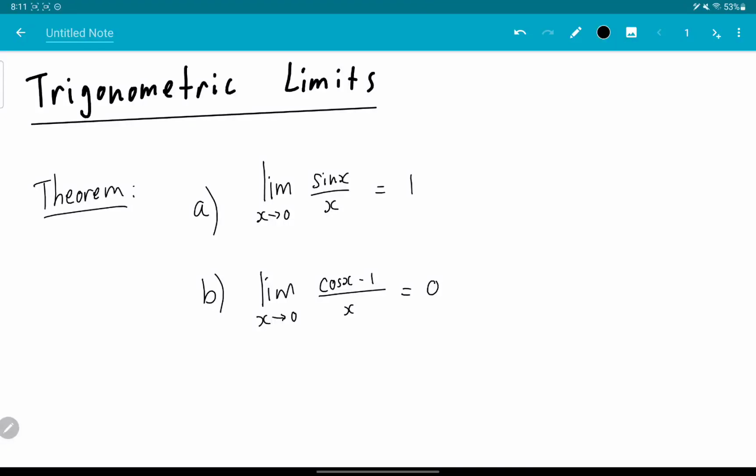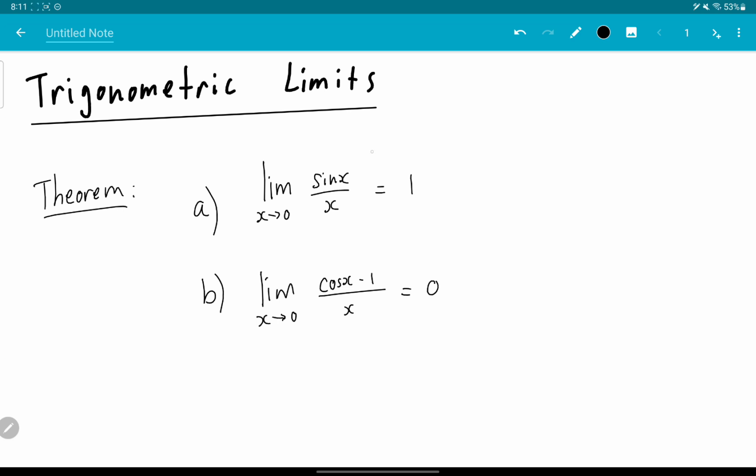Okay, some more trig limits here for you. So we're going to start off with these two formulas. I will not prove this one, but later on I'll talk about how I can use part A to prove part B. But for now, we'll just take these two formulas as given. So pause and copy if you haven't done so already. And we're going to make use of these two formulas to find some other limits.